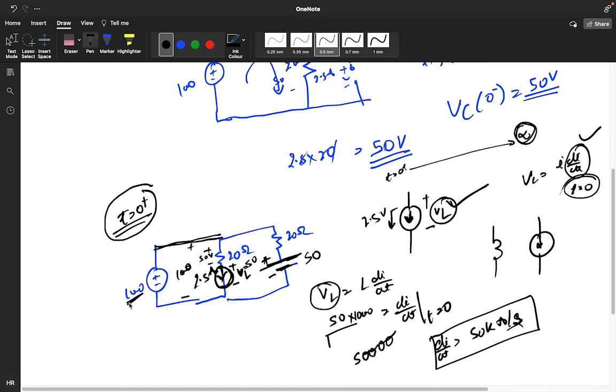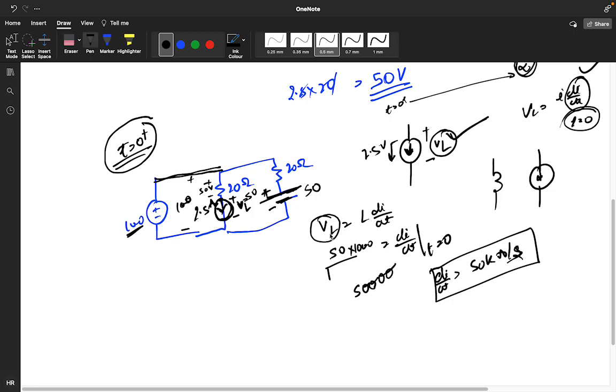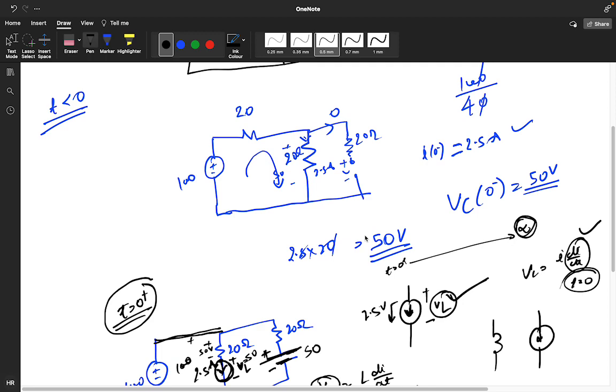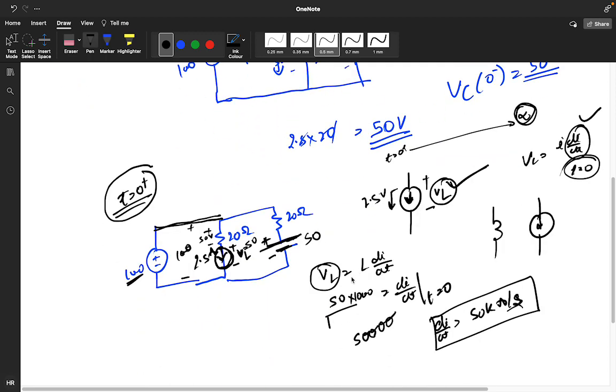So here 100 volt is connected across this source, this resistance, and the inductor. We know that 2.5 ampere current will flow at t equals 0 plus. So the voltage across this 20 ohm will be 50 volt only, and the voltage across the inductor will be 50 volt. The L value is 1 millihenry, so dividing by 1 millihenry, 1000 will come, and we get di by dt at t equals 0 plus as 50 kiloampere per second.